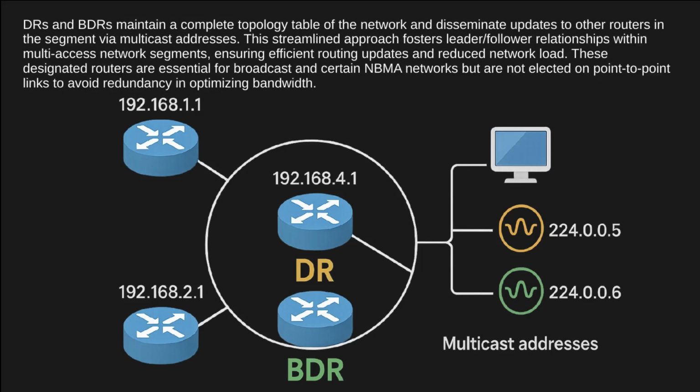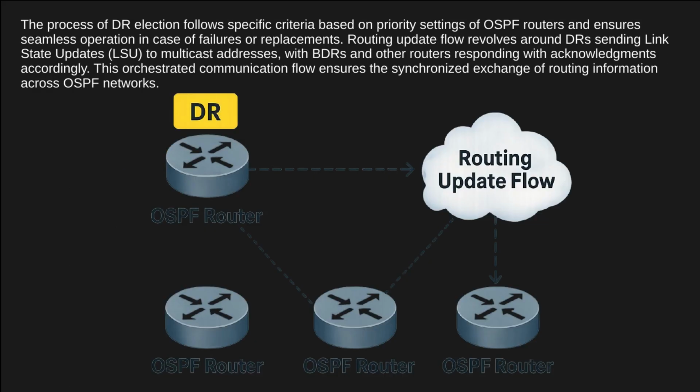DRs and BDRs maintain a complete topology table of the network and disseminate updates to other routers in the segment via multicast addresses. This streamlined approach fosters leader-follower relationships within multi-access network segments, ensuring efficient routing updates and reduced network load. These designated routers are essential for broadcast and certain NBMA networks, but are not elected on point-to-point links to avoid redundancy in optimizing bandwidth. The process of DR election follows specific criteria based on priority settings of OSPF routers and ensures seamless operation in case of failures or replacements.